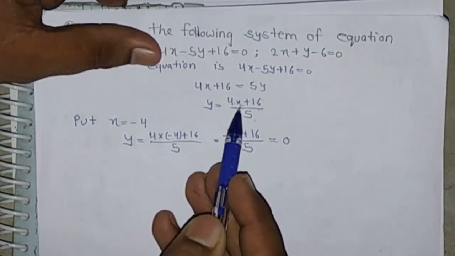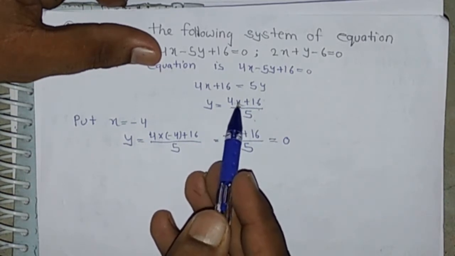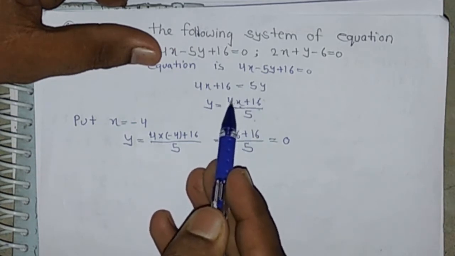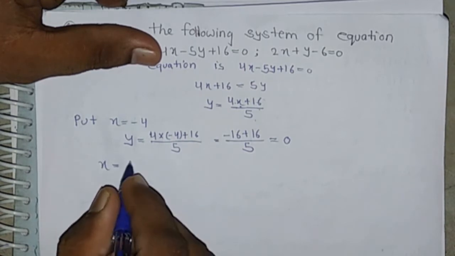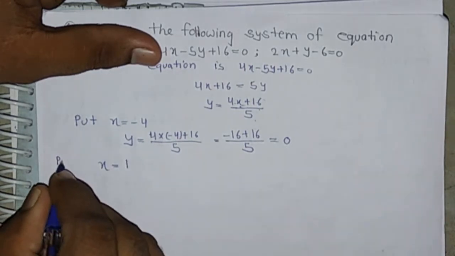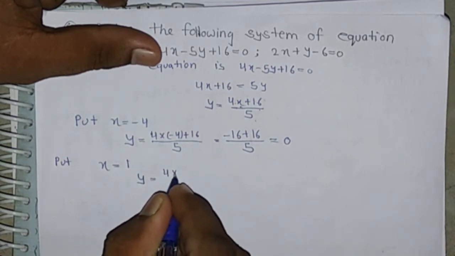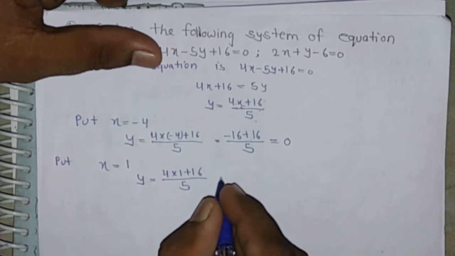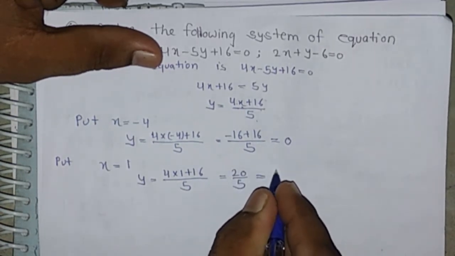Second value: we put x such that the numerator is completely divisible by 5. Then put x equal to 1. We have y equals (4 into 1 plus 16) by 5, then 20 by 5. The value of y is 4.